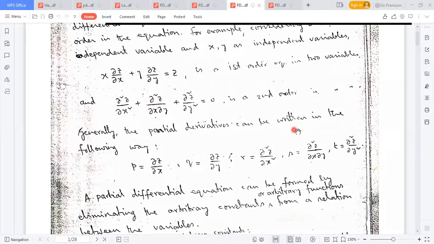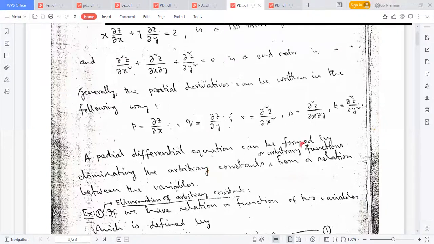Now, generally, the partial derivatives can be written in the following way. We denote p equals del z del x and q equals del z del y, and r equals del square z by del x square, s equals del square z by del x del y, and t equals del square z by del y square. So second order derivatives can be written as r, s, t, and first derivatives with respect to x and y can be written as p and q respectively.